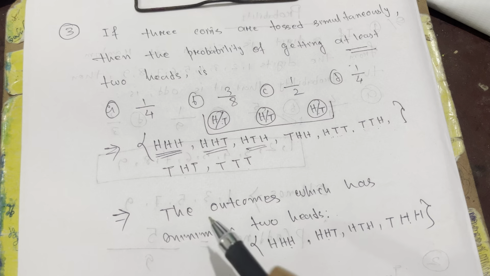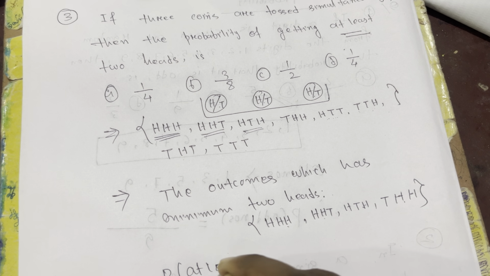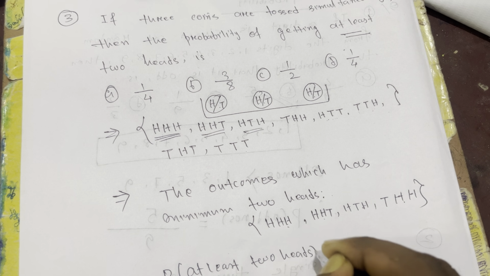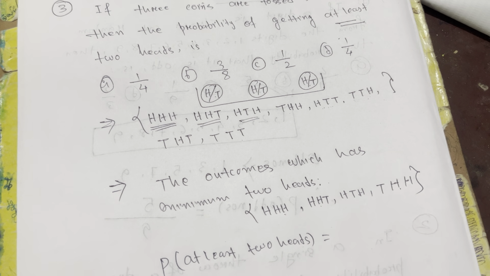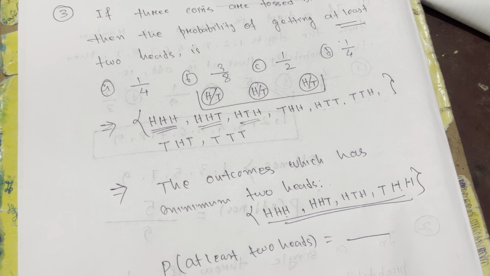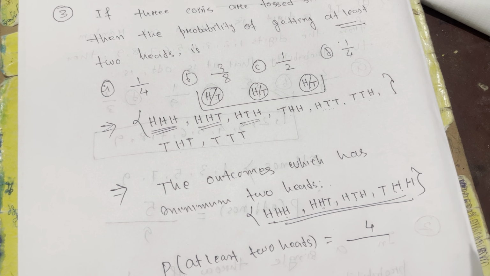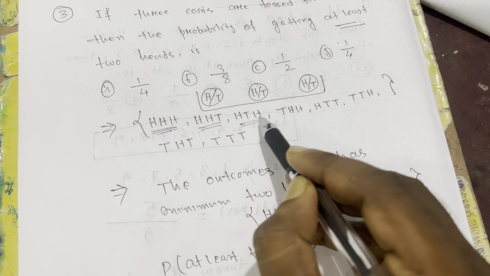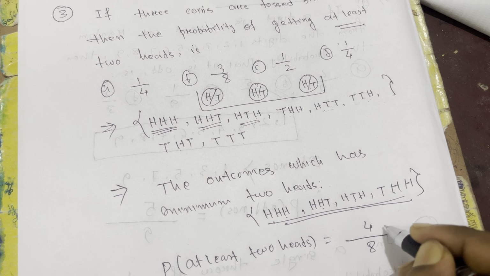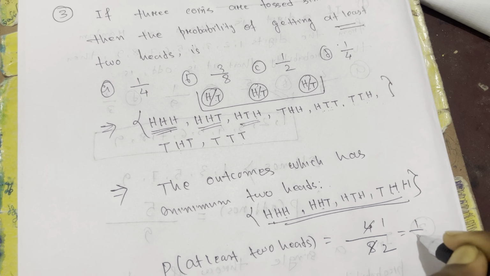So therefore the probability of at least 2 heads is equal to what? The resulting outcomes: how many outcomes have at least 2 heads? 1, 2, 3, 4. So 4. Total outcomes are 1, 2, 3, 4, 5, 6, 7, 8. So 4 by 8. If you cancel by 4, 4 ones are 4, 4 twos are 8. So the answer will be 1 by 2.